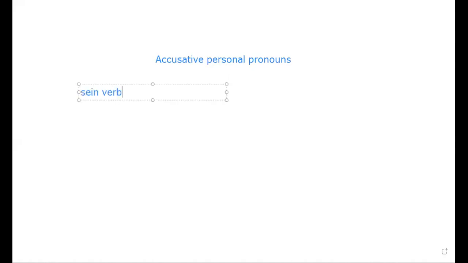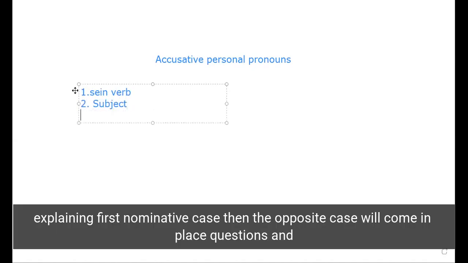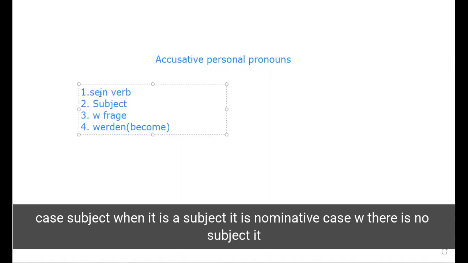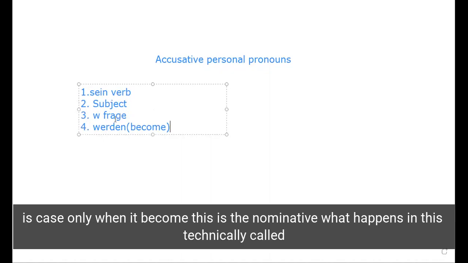I'm explaining first the nominative case, then the accusative case will come in place. Zain indicates the nominative case. When it is the subject, it is the nominative case. When there is no subject, it is in the nominative case.